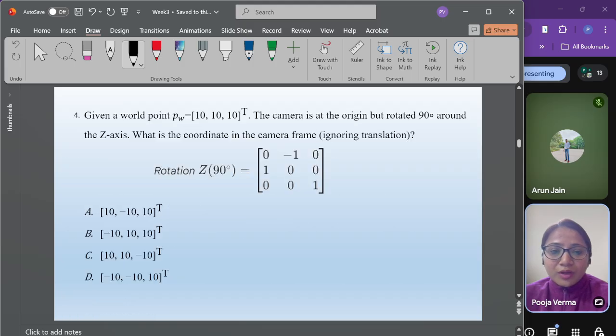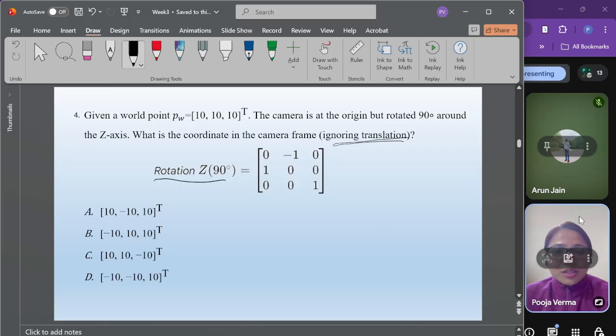So now moving to our next question. Given a world point PW equals (10, 10, 10) transpose, the camera is at the origin but rotated 90 degrees around the z-axis. Here the overall rotation matrix itself is given. Ignoring the translation, what is the coordinate in the camera frame?